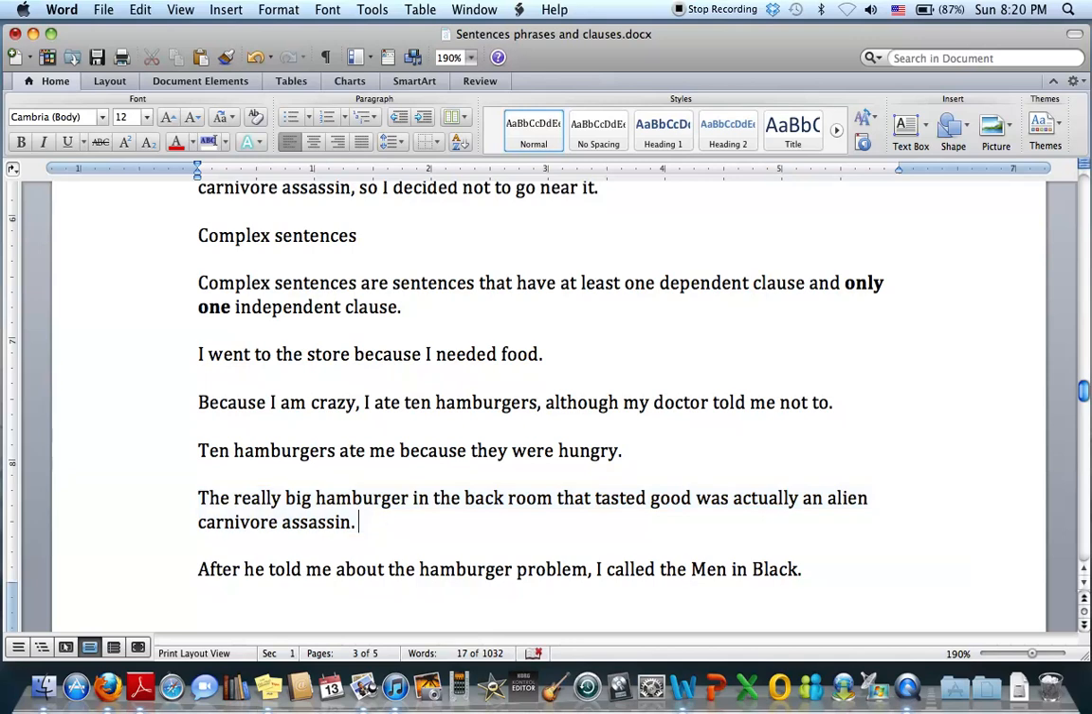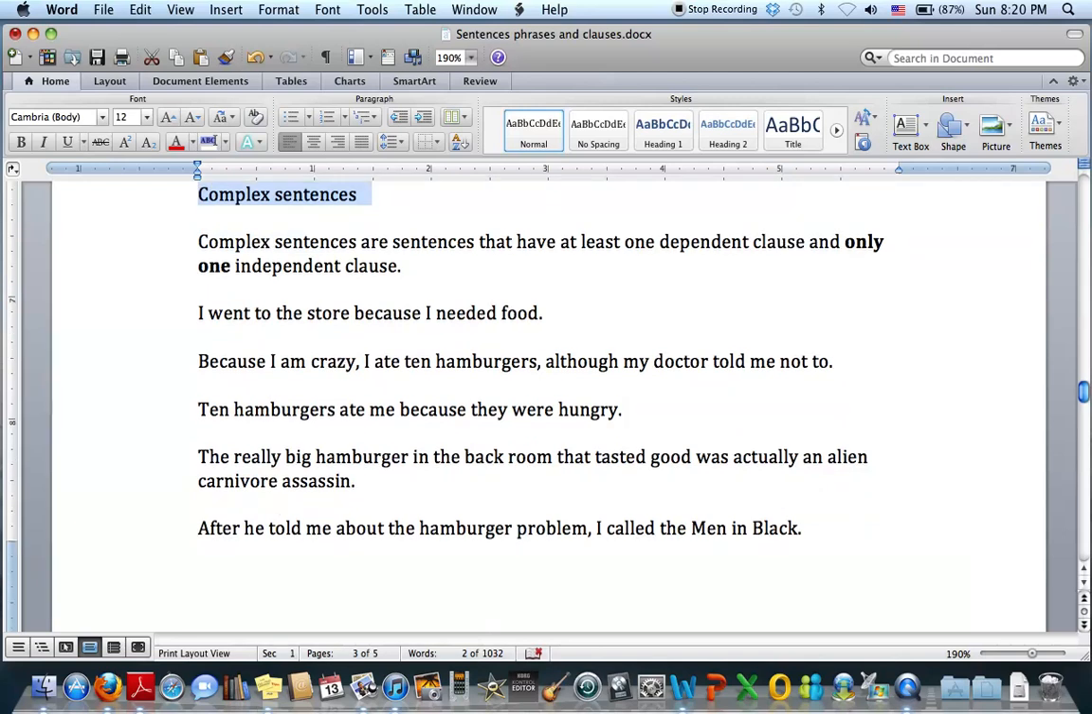If I look at it, I say, okay, the really big hamburger in the back room was actually an alien carnivore assassin. Okay, I have one independent clause, and inside that independent clause, I've got this little adjective clause, a dependent clause. Great. So I have one independent clause, one dependent clause. That fits our definition. It's a complex sentence. Same deal. Let's come down here.